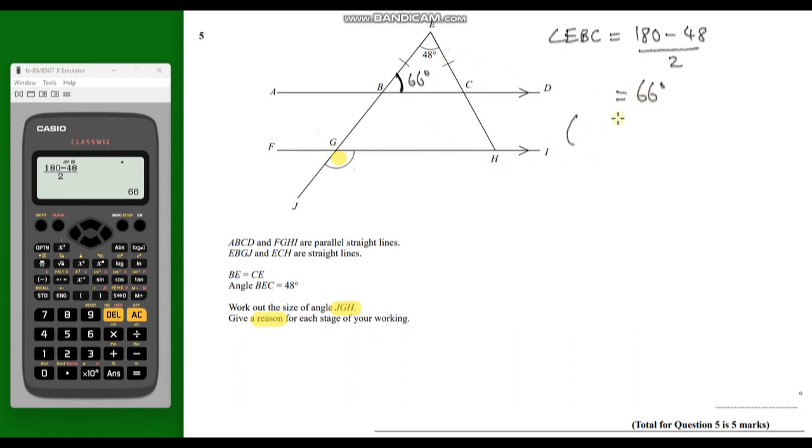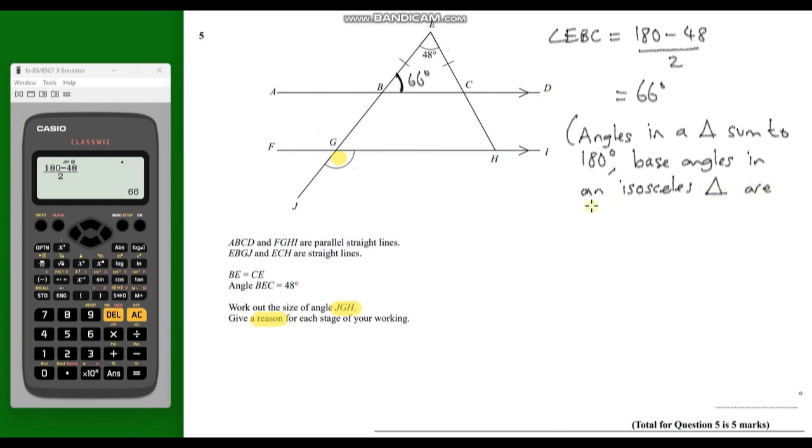Well, there's 2 things we said. So first of all, angles in a triangle sum to 180 degrees. And also we said that base angles in an isosceles triangle are equal. Okay, and that shows me how I got my 66.